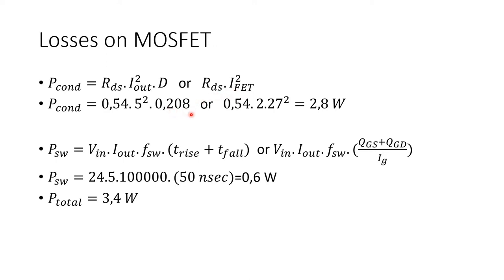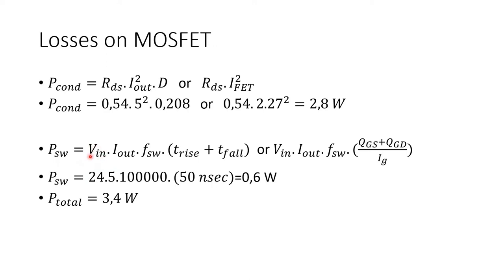Both of them give the same result, which results in 2.8 watts of power loss due to the conduction in the MOSFET. After calculating the conduction losses, we should calculate the switching loss. Switching loss can be calculated using these formulas.